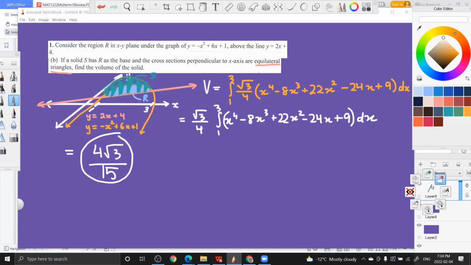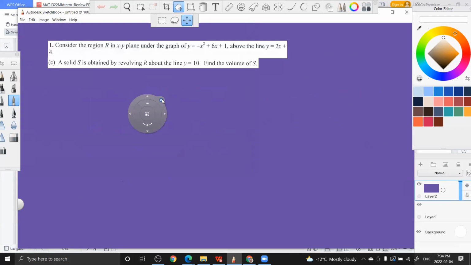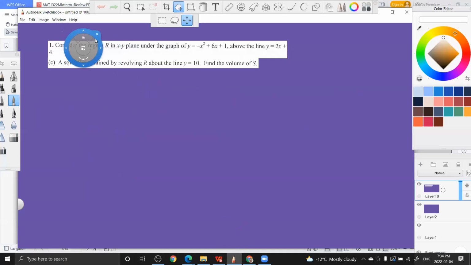We're going to move on to question number 3. So that question is this one. And it says, consider the region R in the XY plane under these graphs. So it's the same ones that we've been doing. And the question says, a solid S is obtained by revolving R around the line y is equal to 10. And we have to find the volume of the solid of revolution after we rotated the area, right? I'm going to give you guys 4 minutes for this one.